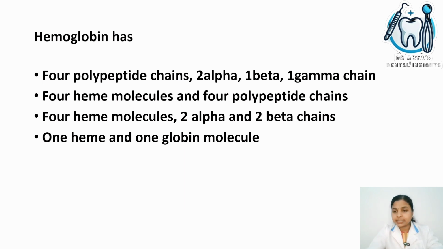So coming to the next question. Hemoglobin has 4 polypeptide chains: 2 alpha, 1 beta, 1 gamma chain, 4 heme molecules and 4 polypeptide chains, 4 heme molecules, 2 alpha and 2 beta chains, 1 heme and 1 globin molecule.